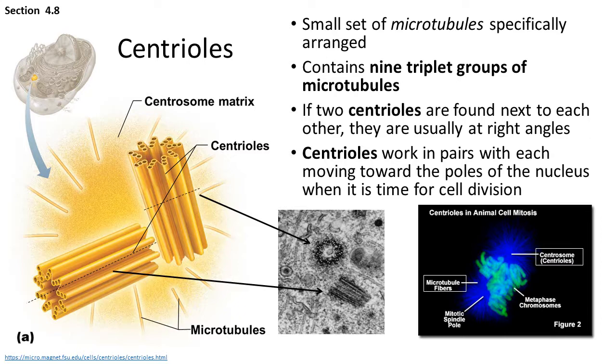Within the cell, if the pair of centrioles are found next to each other, they are usually at right angles. What you're seeing here is a cross section through one, and a cross section through the other one, indicating that they're at right angles, or perpendicular, to each other. During cell division, centrioles work in pairs, with each moving toward the poles of the nucleus and the cell when it is time for cell division.